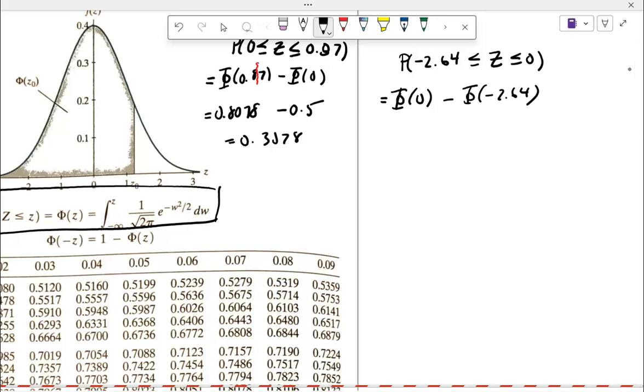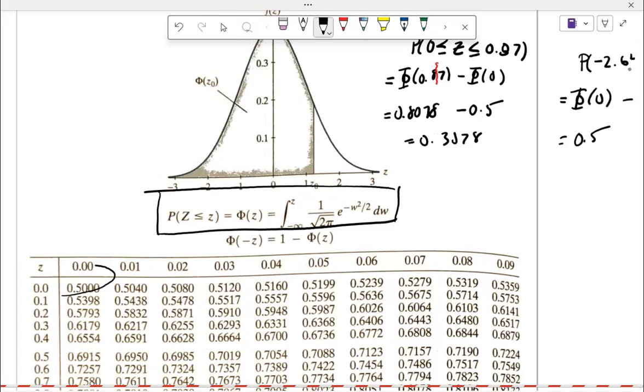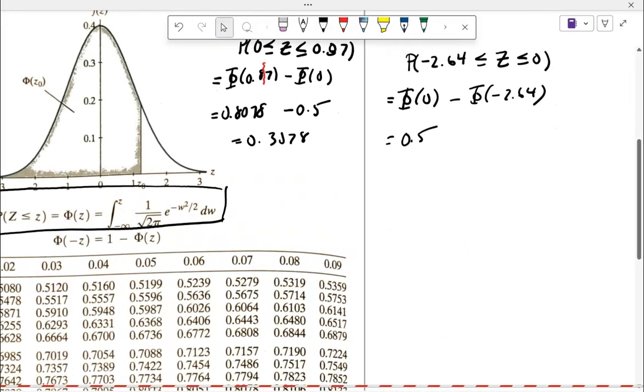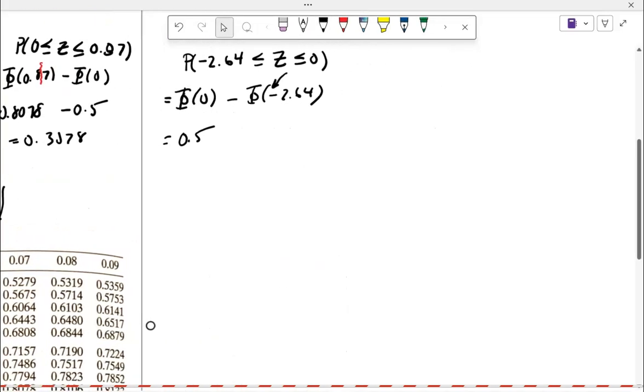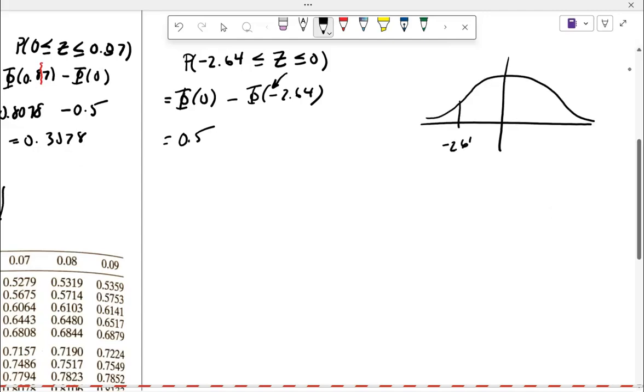Okay. Now, we already know that phi of 0 is 0.5. You can also see that on the table, right? It's right there, isn't it? Okay. This one's not on the table because of that negative sign. So this is where we're going to use that other property. And let me just draw the picture that I'm talking about here. So this is the probability we want, right? That's not in the table. Using the symmetry, that area is the same as the area above 2.64, right?